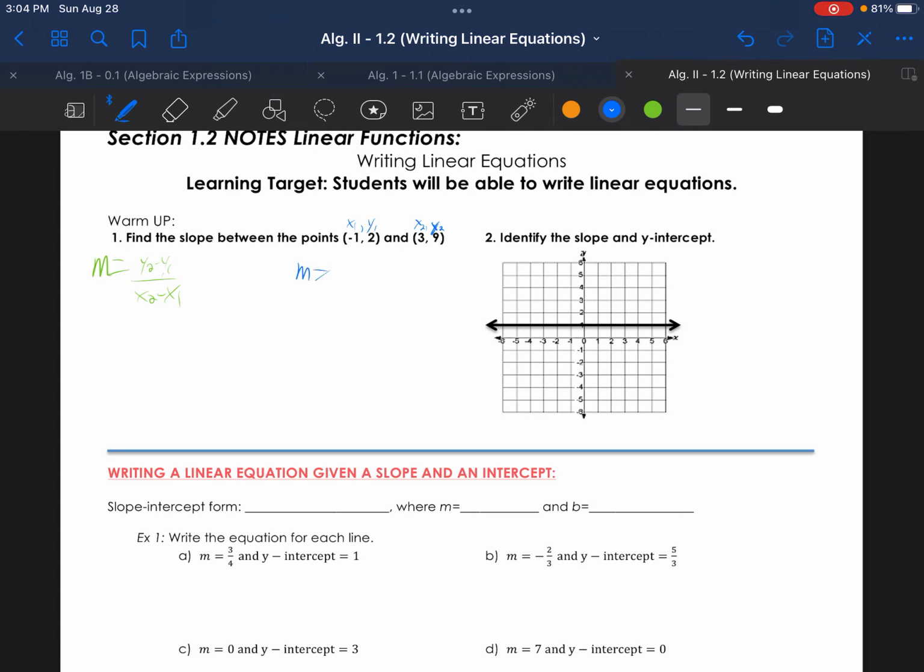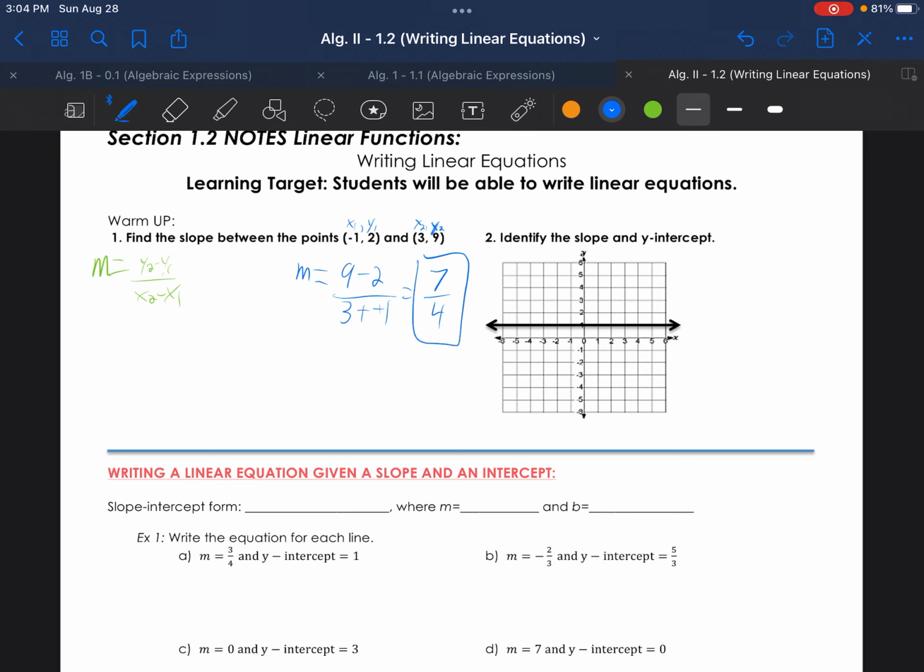So then we'll do m equals, and we'll plug it in, 9 minus 2 over 3 minus a -1. On the top, 9 minus 2 is 7. On the bottom, 3 minus a -1 changes to addition, and you get 4. 7 over 4 does not simplify, so that is your answer.